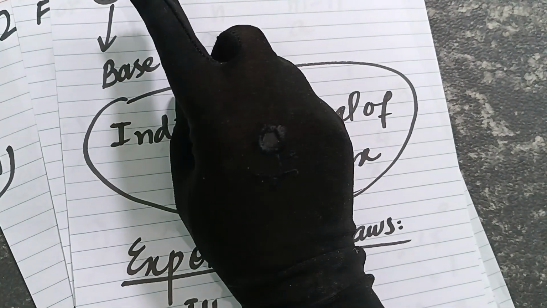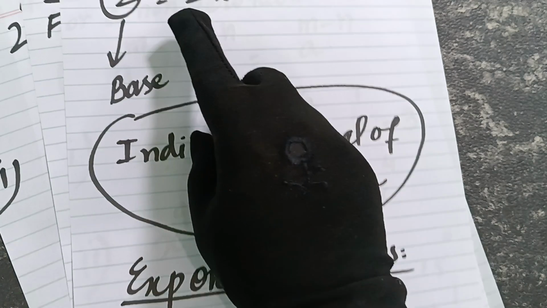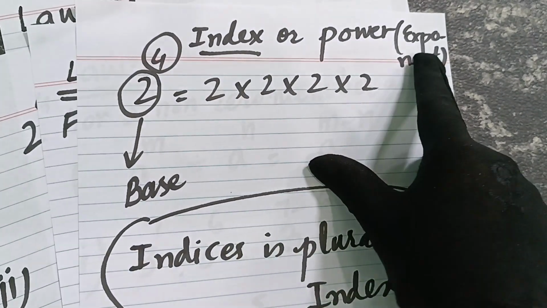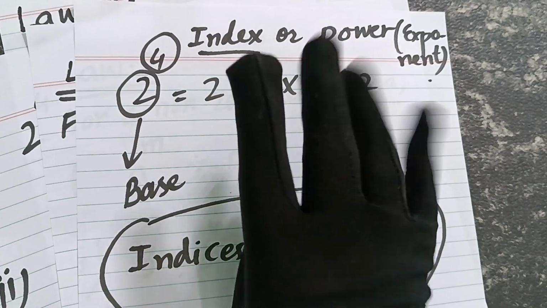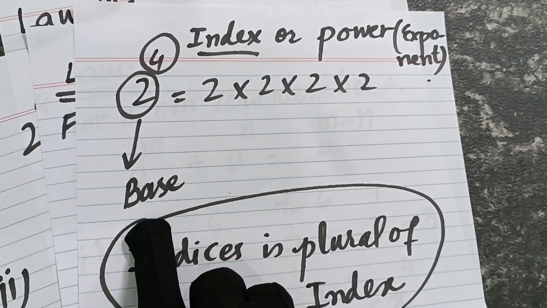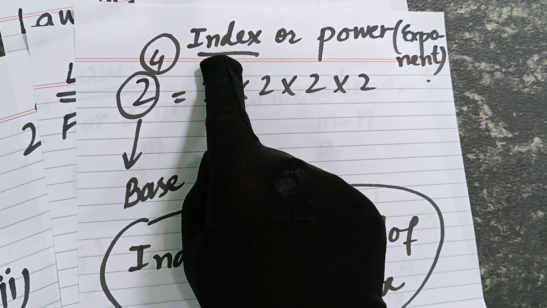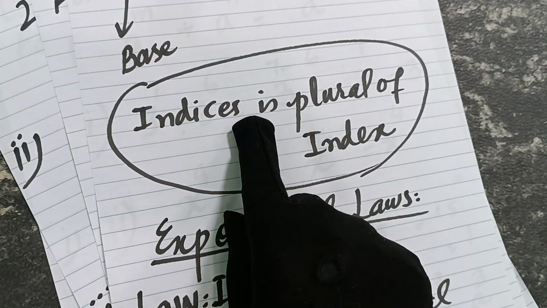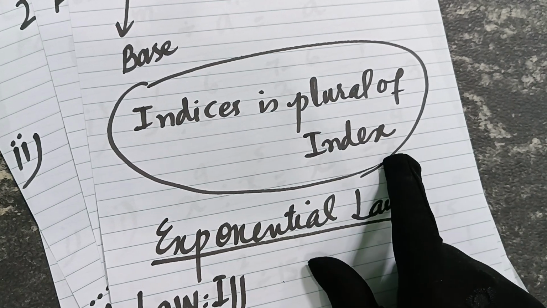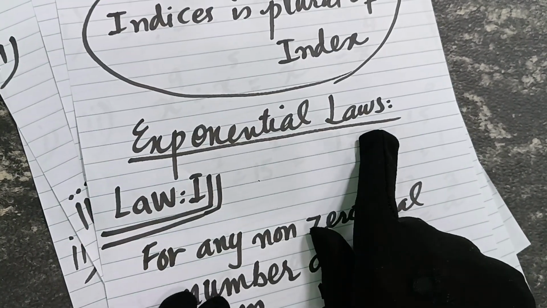Before discussing this, I repeat once again what the index, power or exponent is. 2 power 4 means 2 is multiplying itself 4 times. 2 will be called its base and 4 will be called its index or power or exponent. Indices is the plural of the word index. Then I explained the exponential laws.